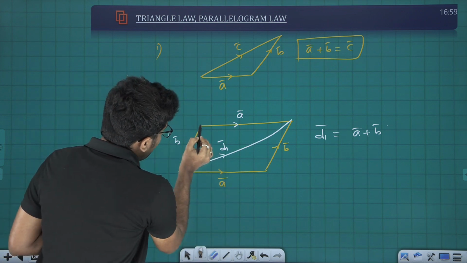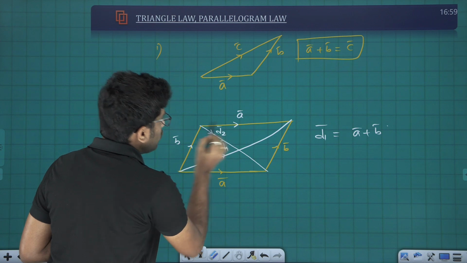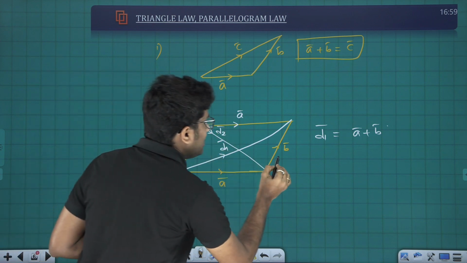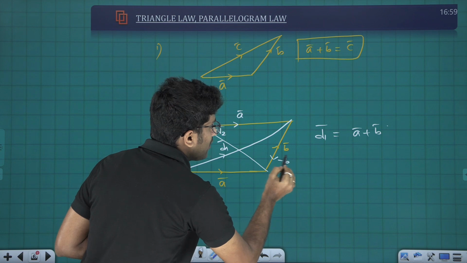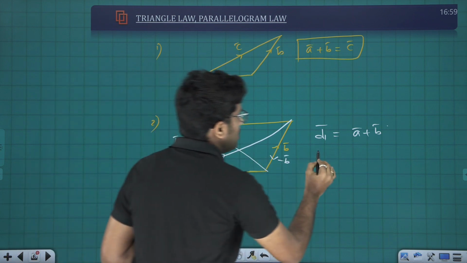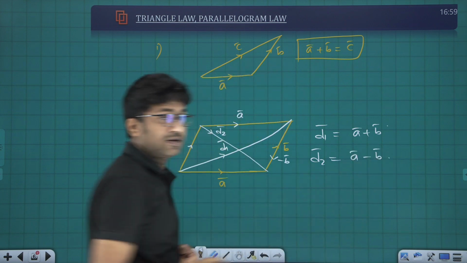Let's see this. One more diagonal, let's say this is D2 bar. Now D2 bar is the resultant of A bar and minus B bar, friends. D2 bar is the resultant of A bar and minus B bar. So D2 bar is equal to A bar minus B bar.